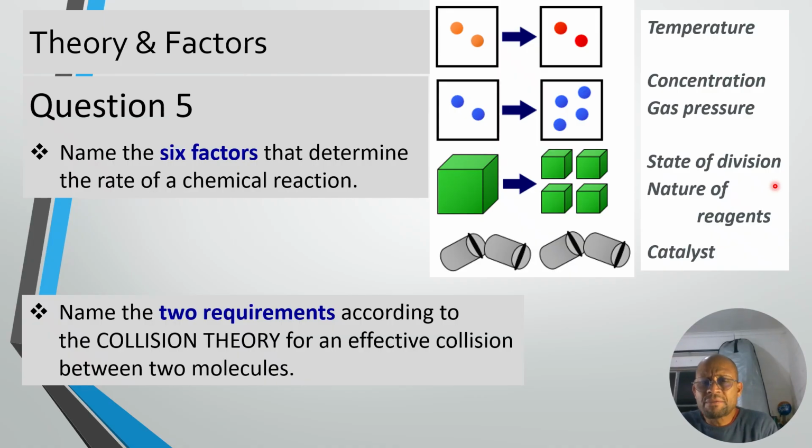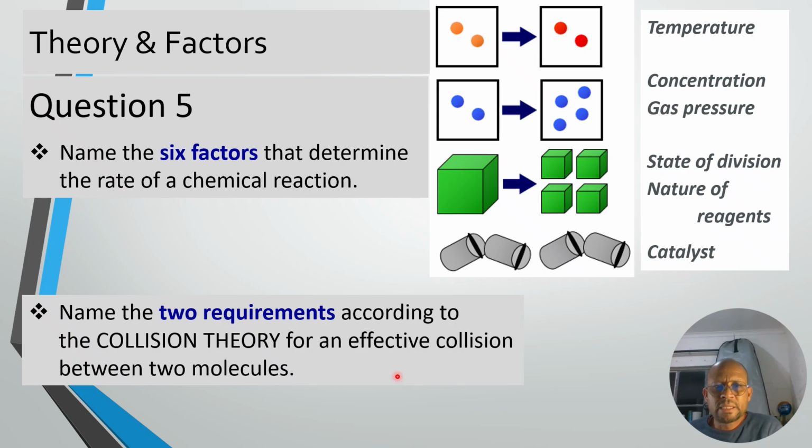Now, unlike the other factors, where if you decrease those factors or go in the opposite direction, as I explained, you can decrease the rate of reaction, a catalyst can only increase the rate of reaction. So if you add a catalyst, you always increase the rate of the reaction. Okay, now that's the 6 factors explained.